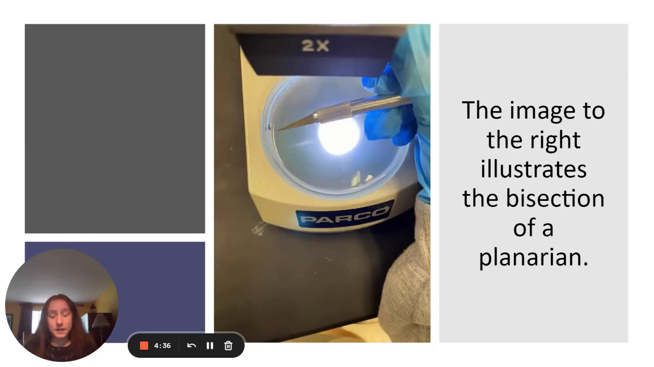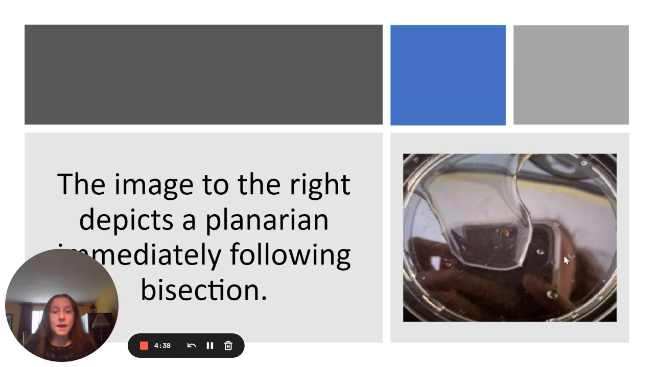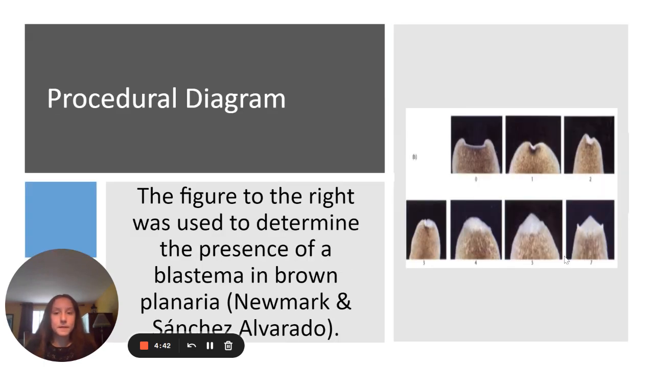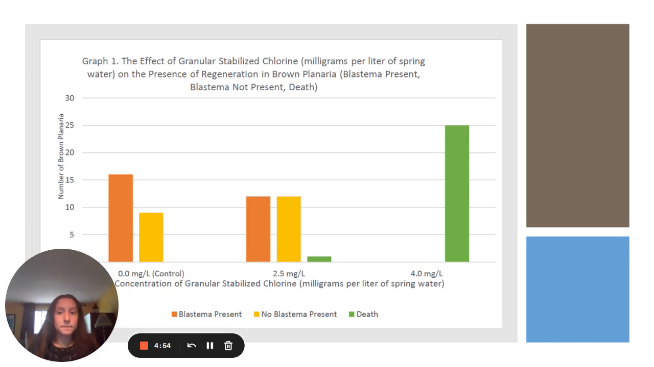This image depicts the bisection of a planaria, and here is a planaria right after bisection. Here's the procedural diagram I used to determine what was a blastema and what was not. Anything in the bottom row, so figures 3 through 7, was considered a blastema.